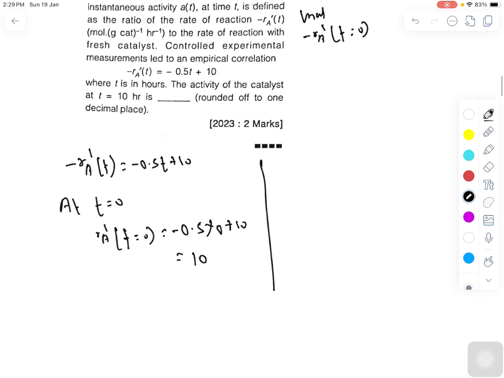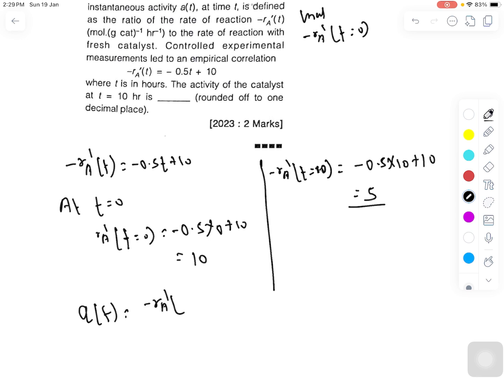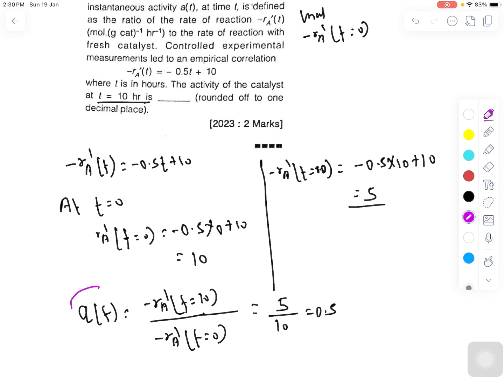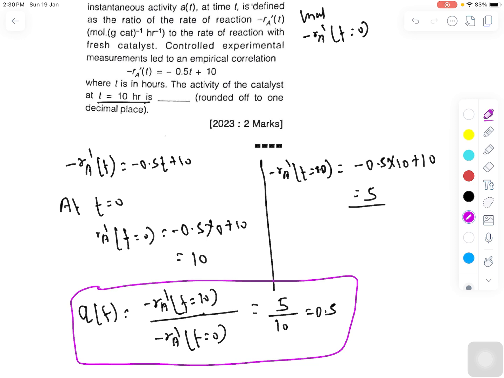Now minus RA dash at t equals 10 hours will be equal to how much? Minus 0.5 multiplied with 10 plus 10. So that will give you 5. So what is the activity of the catalyst, at? That is minus RA dash at t equals 10 divided by minus RA dash at t equals 0. So that will give you 5 divided by 10, which equals 0.5. So the activity of the catalyst for this particular problem will be equal to 0.5, right?